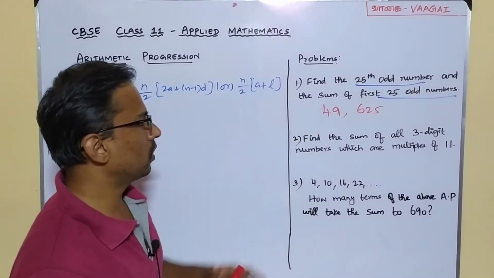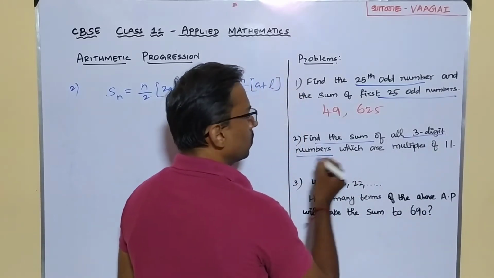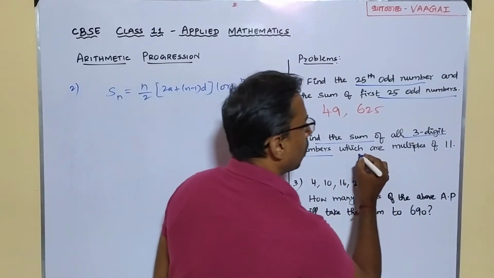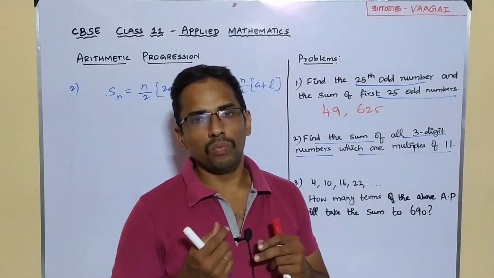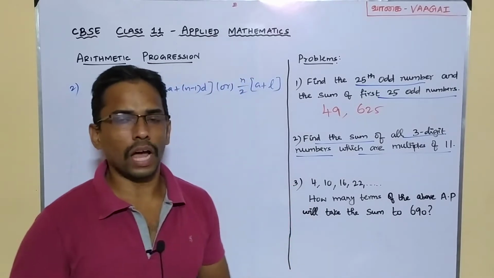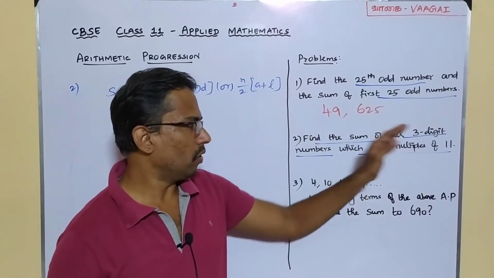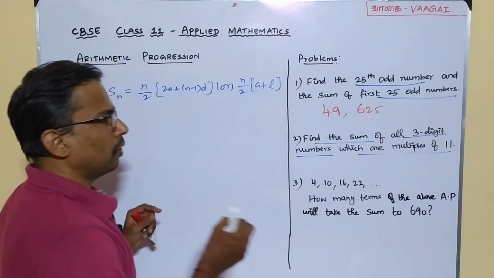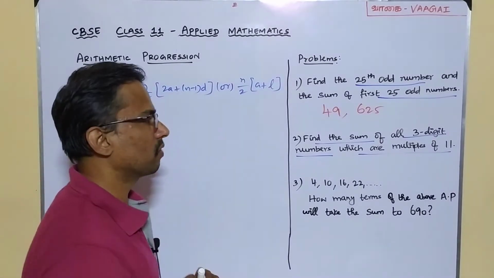Anyways, we'll complete the question. Find the sum of all 3-digit numbers which are multiples of 11. This is going to be the question. We need to find the sum of all 3-digit numbers, and very clearly they are asking us to get the sum of all 3-digit numbers which are multiples of 11. So 11's multiples we have to take, and only 3-digit numbers.